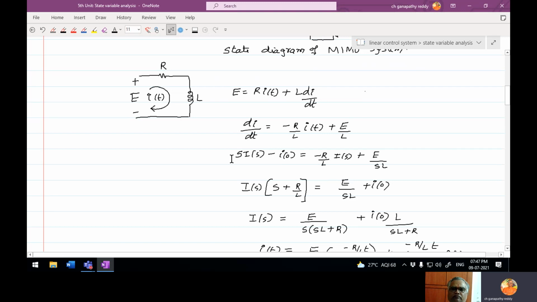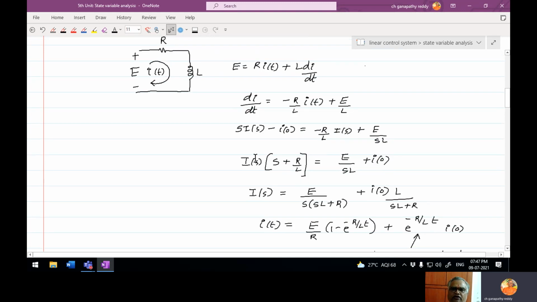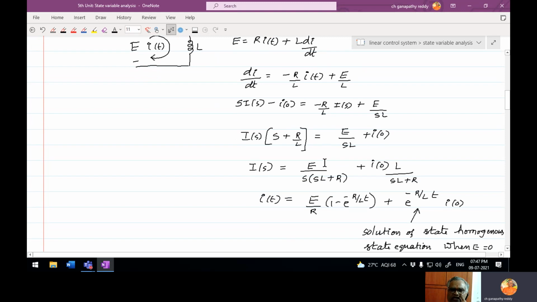Then apply Laplace transform. S into I of s minus I of 0, or 0 minus, is equal to minus R by L, I of t becomes I of s, plus E is the constant, na? Laplace of constant is E by s. So E by s into L. So take I of s common, s plus R by L is equal to E by sL plus, this will come to the right side, I of 0. Then I of s equals E by s into sL plus R, simplify. Then plus I of 0, L by sL plus R.